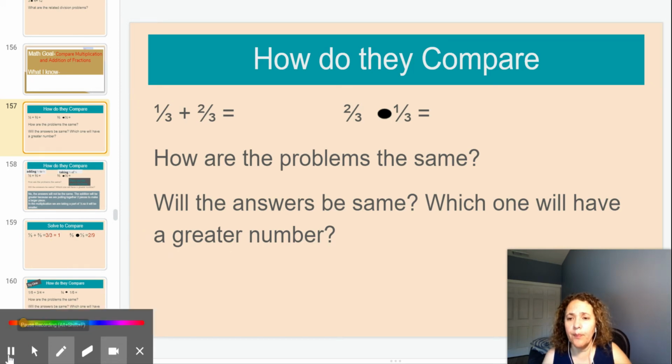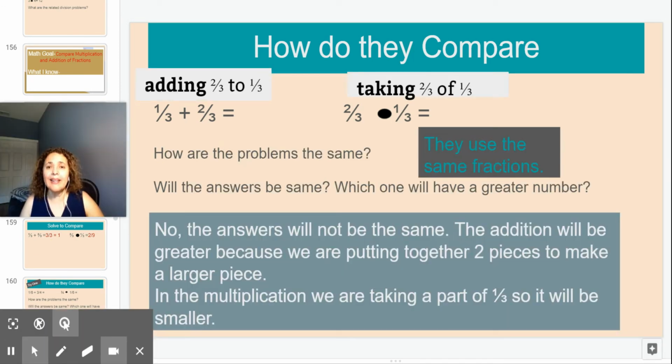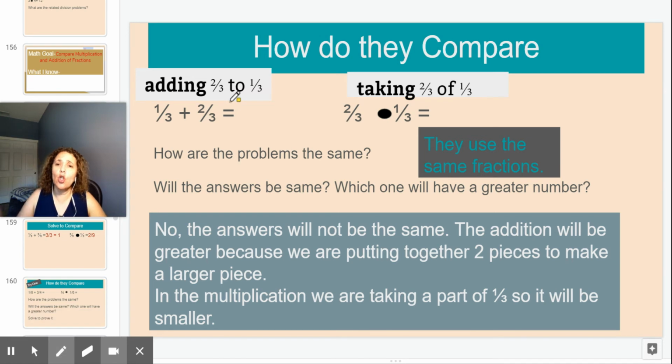So in the 1/3 plus 2/3, right, we're adding 2/3 to 1/3, okay? In the multiplication, we're taking 2/3 of the 1/3. So how are they the same? They use the same fractions. Will the answers be the same? No, the answers will not be the same.